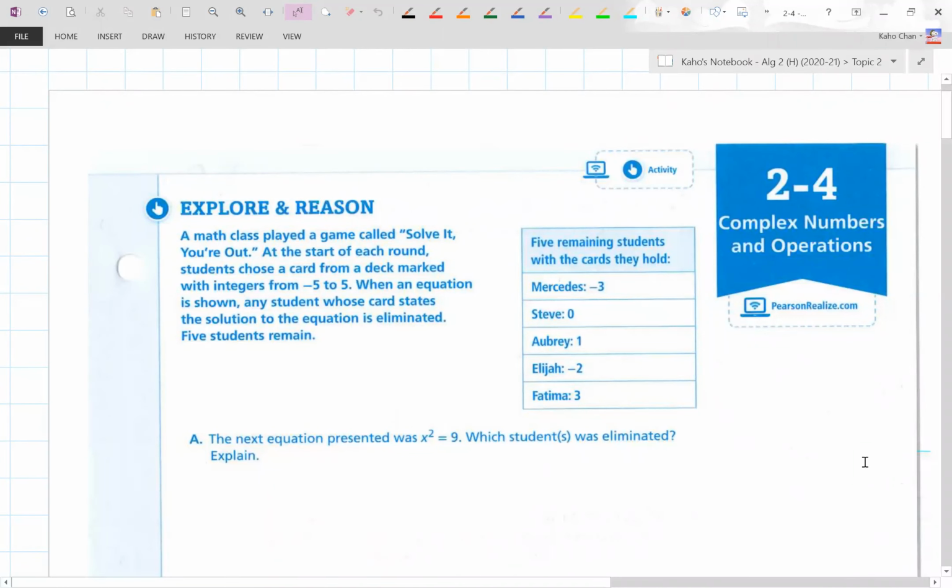Good morning, Mr. Chan here, about to do Algebra 2, Lesson 2-4, called Complex Numbers and Operations. Please turn your student companion note takers to page 43. We have an opener here, which I believe I'm going to go ahead and skip. And we'll have to create our own opener.